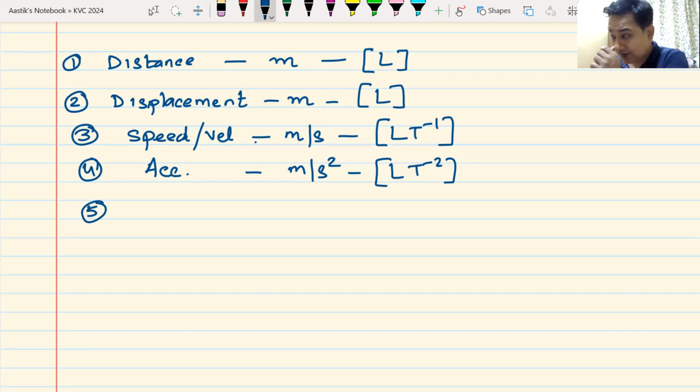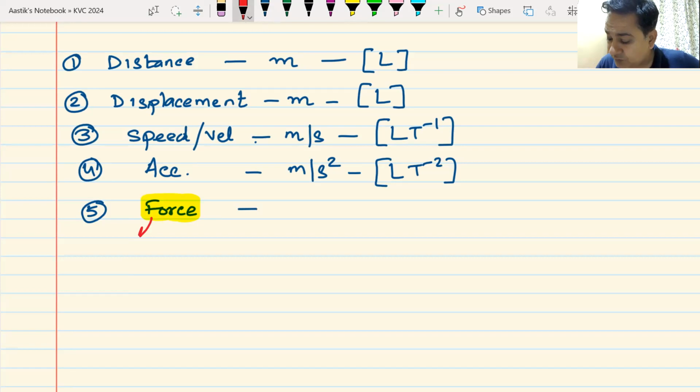Since we have come to acceleration, let us talk about force. What will be the SI unit of force? We call it Newton. But in terms of meter and seconds, what will be the SI unit of force? Remember how force is made. Newton is equal to kg meter per second square, sir. Right.